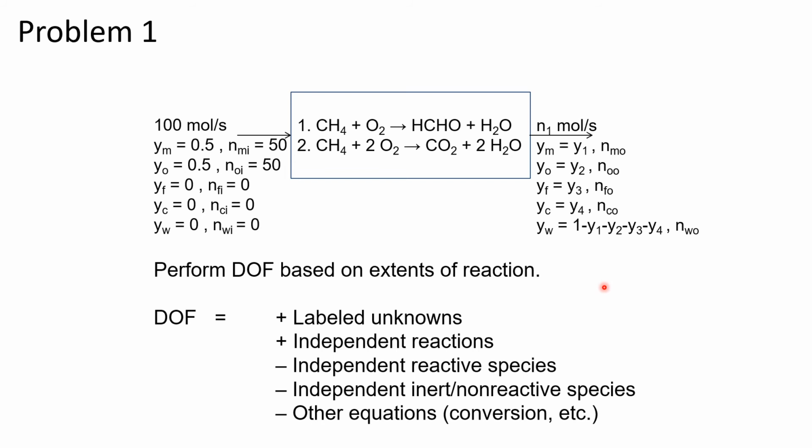Before doing that, let's go ahead and do a degree of freedom analysis. We should find the same thing, that we need 2 additional specs in order to solve this, the 2 being the ones we just talked about. But if we were to do a degree of freedom analysis based on extent of reaction, we would have to count the labeled unknowns and add the number of independent reactions, and then subtract off the number of independent reactive species, the number of independent inert or non-reactive species, and then any other equations that we might have. Take a moment now and do this degree of freedom analysis on your own.